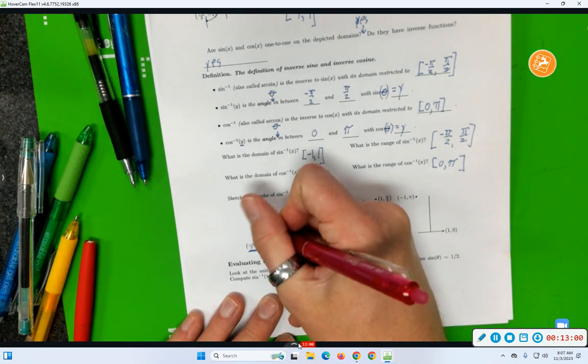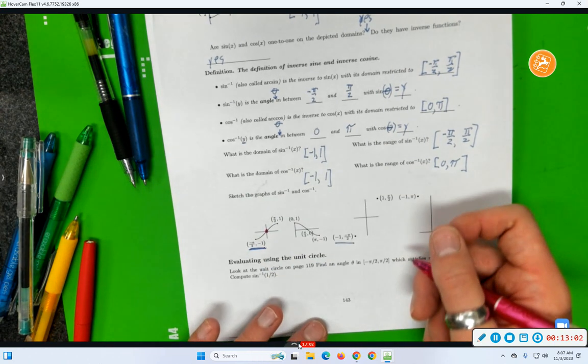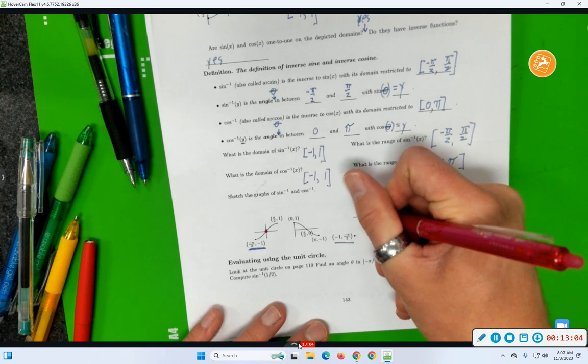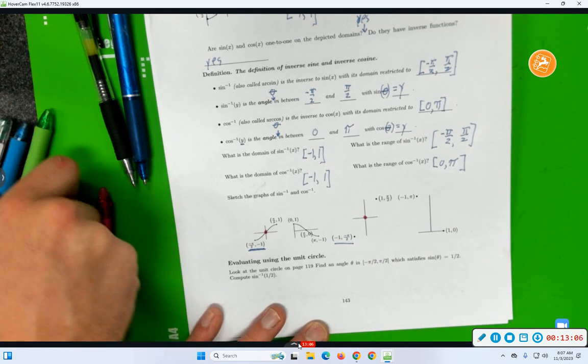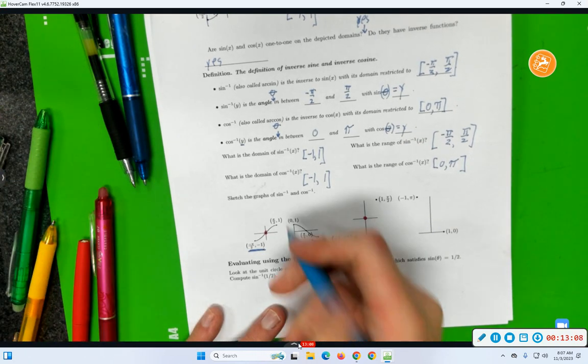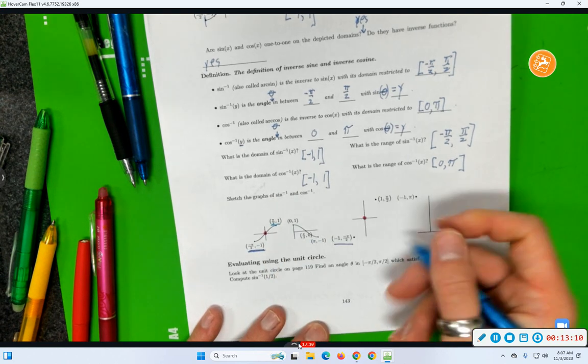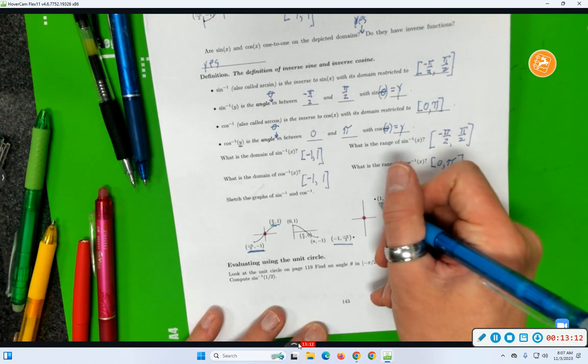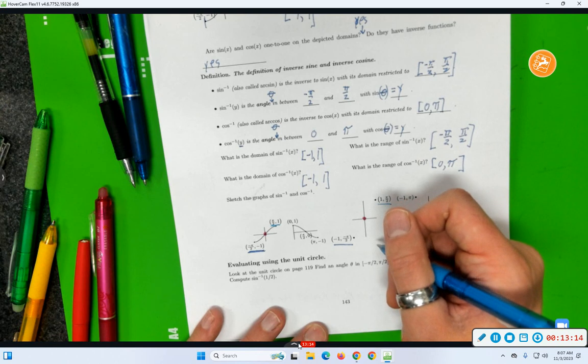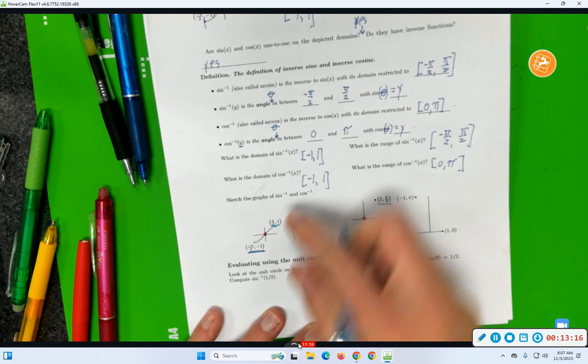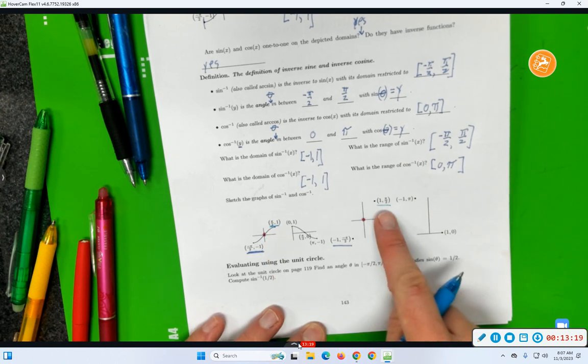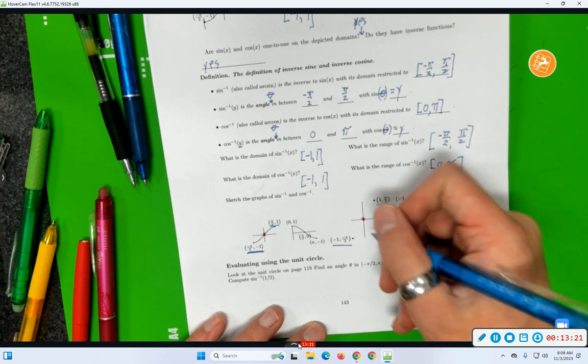The origin, 0, 0 is on the graph of sine, right? Sine of 0 is 0. So 0, 0 should be on the graph of inverse sine. Pi over 2, 1 is on the graph of sine. So 1, pi over 2 should be on the graph of inverse sine.